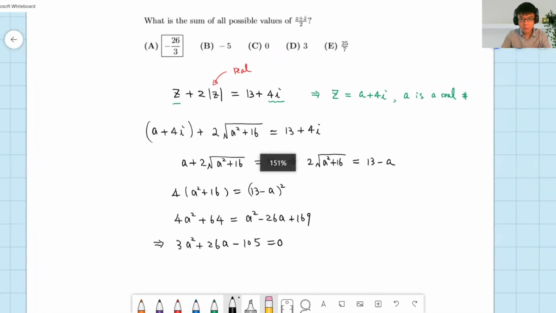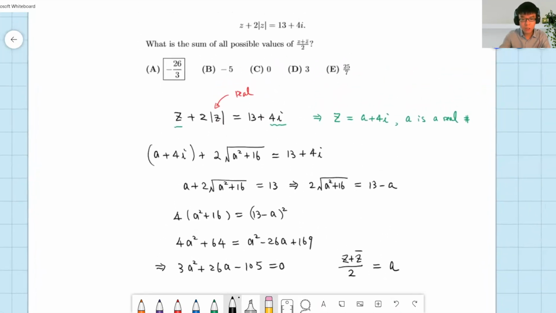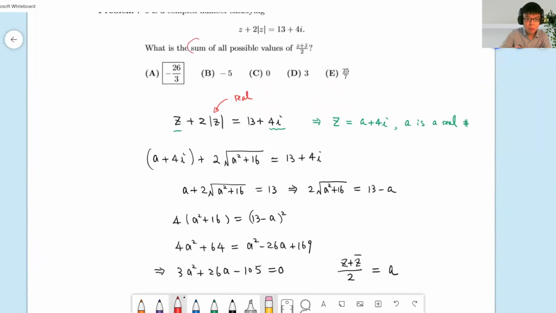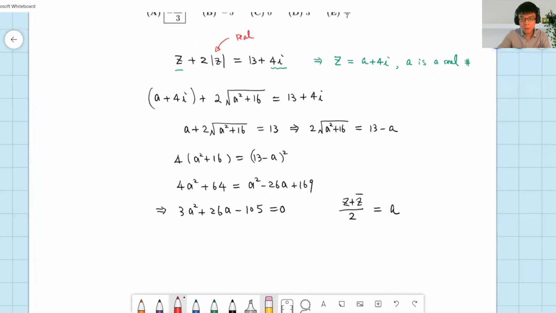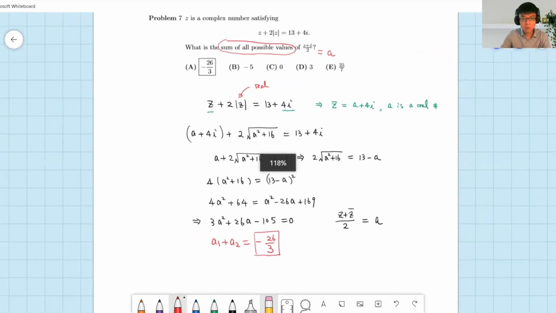Now let's see what the expression z plus z conjugate over 2 is. This term is exactly a, since you cancel the imaginary part. The question asks for the sum of all possible values of this expression, which is all possible values of a. So we have the 2 roots from this quadratic equation. The sum of the roots comes from the Vieta formula, which is minus 26 over 3. That's why our answer to this question is minus 26 over 3.